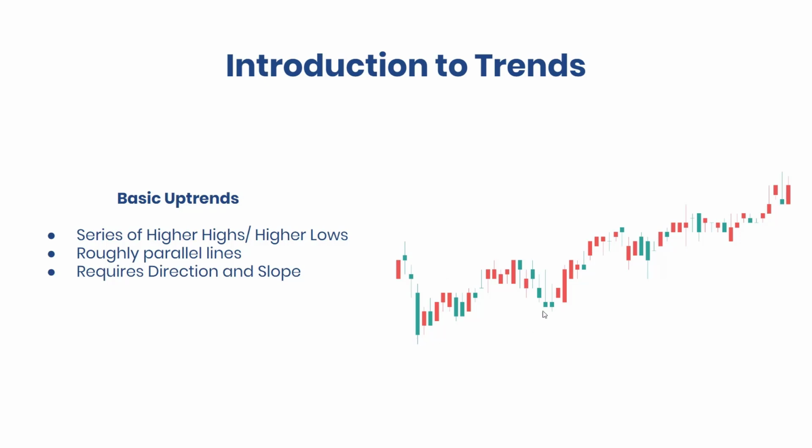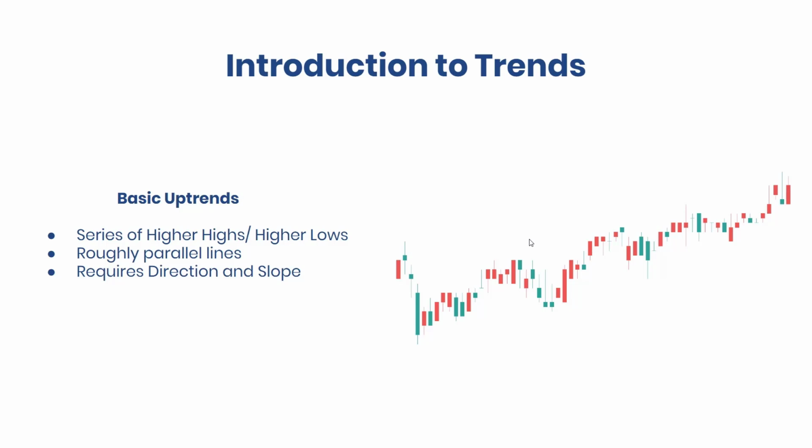So here's our low, we got a higher low, another higher low. And those are the basic components of an uptrend. It's a series of higher highs and higher lows. And you can draw in roughly parallel lines connecting the highs and the lows. And the more parallel it is, the more likely it is a trend or a channel.